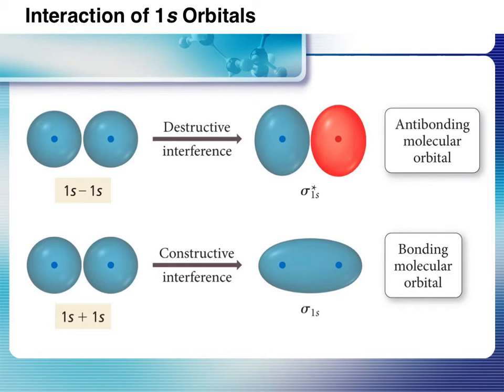All right, so when you get a bonding orbital, it increases electron density between the nuclei of 2 atoms. It's a good thing. It's lower in energy, very stable. If you get an anti-bonding molecular orbital, there is no good electron density in between the two nuclei. Therefore, it does not promote bonding.